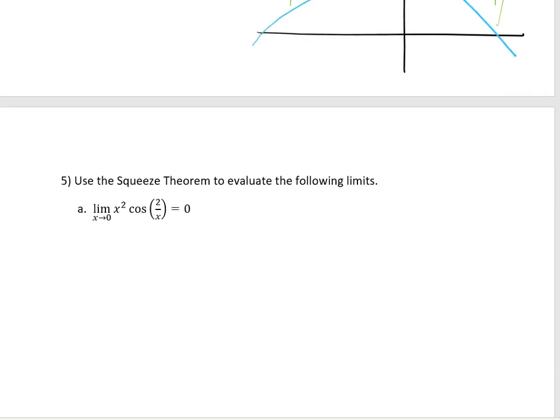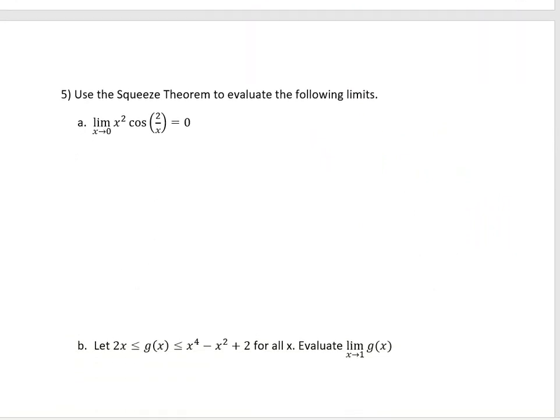So here's what we're going to do: we're going to use the squeeze theorem to evaluate the following limit. So we're going to evaluate the limit of x squared times cosine of 2 divided by x. Okay? And we want to show that that actually does equal 0. Here's the issue. If you try to plug 0 in, you're going to have 0 times, well, what's cosine of 2 over 0? I don't know. It's undefined, right? You're not allowed to divide by 0.